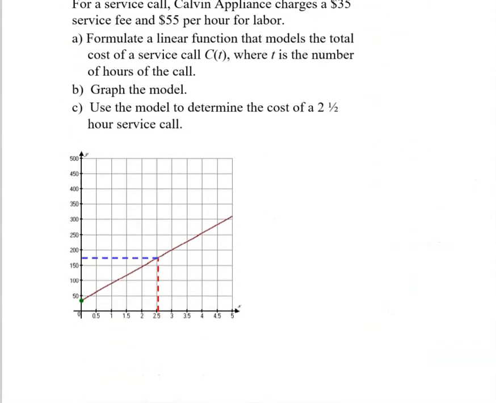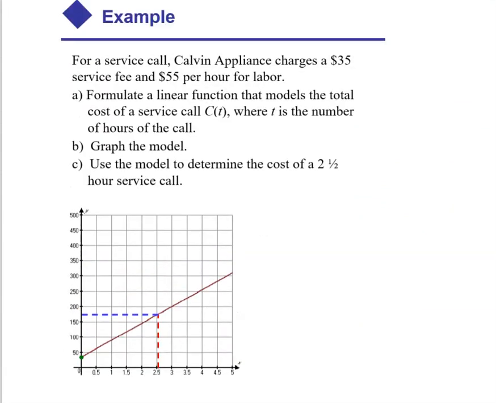Okay, last question. For a service call, Calvin Appliance charges $35 service fee and $55 per hour for labor. Formulate a linear function that models the total cost of service call, and they want us to call that C of t, where t is the number of hours. Well, they're going to charge us $35 up front plus $55 for every hour. They're telling me to call t the number of hours.